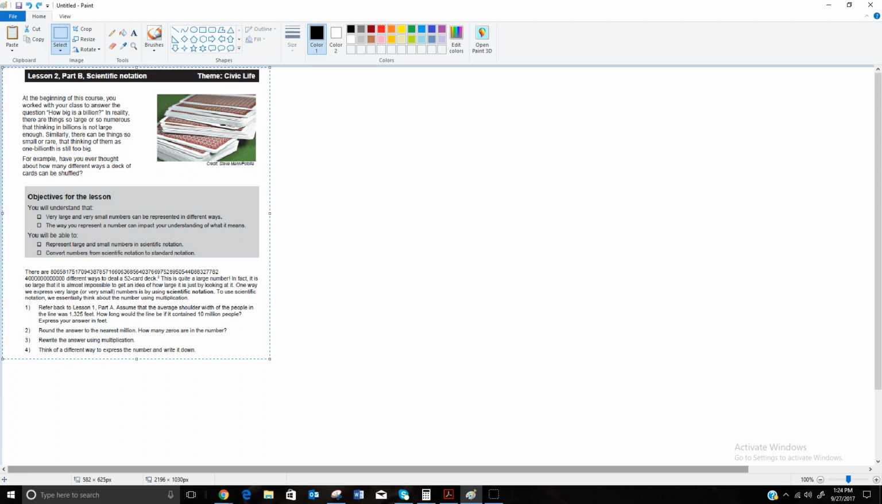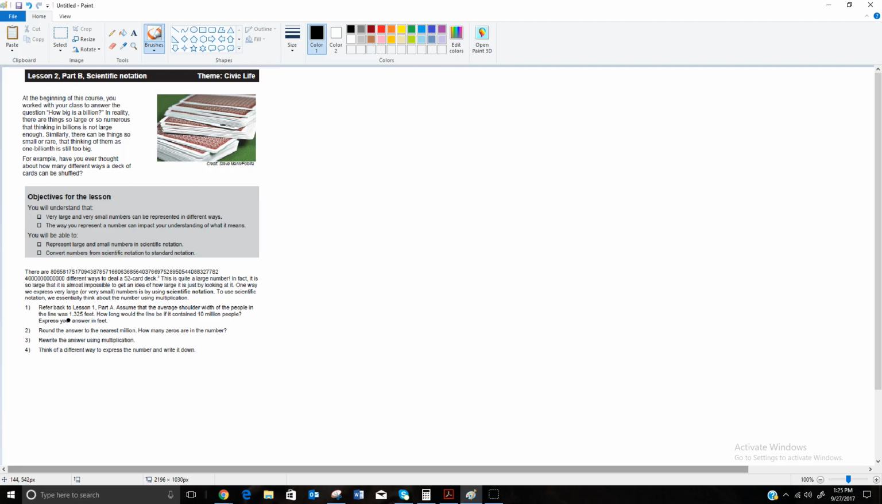And, I'm sorry, I need to discuss this. So it says there's this many different ways to deal a 52-card deck. And this is just one number here. That's how many different ways there are to deal a 52-card deck, if you can believe that. And of course, this is a quite large number. In fact, it is so large that it's almost impossible to get an idea of how large it is. And so one way to express really, really large or really, really small numbers is to use scientific notation. So to use scientific notation, we think about the number using multiplication, and specifically we talk about it as a multiplication by a power of 10.